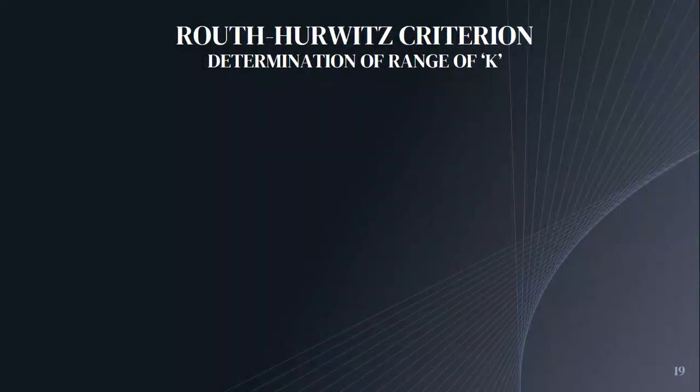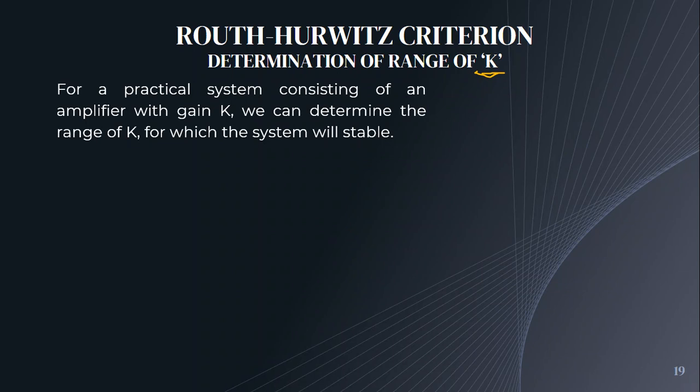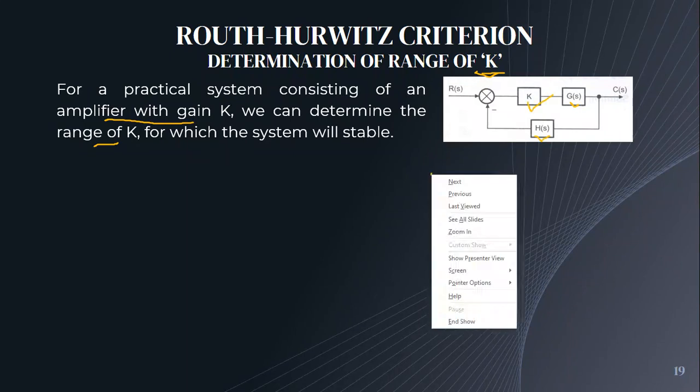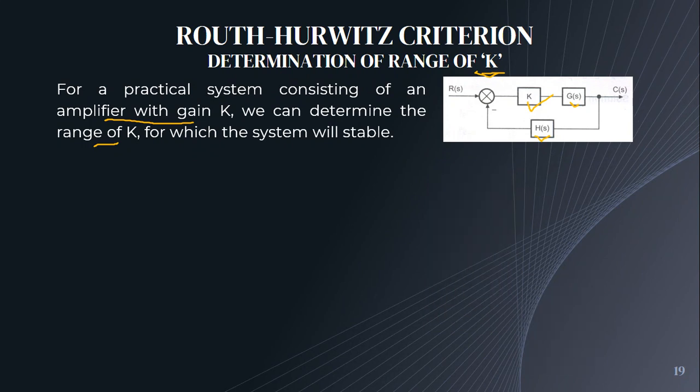Now let us move on to another problem solution that can be obtained using Routh-Hurwitz criterion, that is the determination of range of k. Now if you remember from previous slide, k is the gain of the controller, which helps us to determine the stability of a system, right? So if I have an amplifier with gain k, we can determine the range of k for which the system will be stable. So you can look it over here. I have a function with gain g of s and feedback h of s. So I'll introduce an amplifier k, and the value of this k will help us to determine the range for which the system is going to be stable.